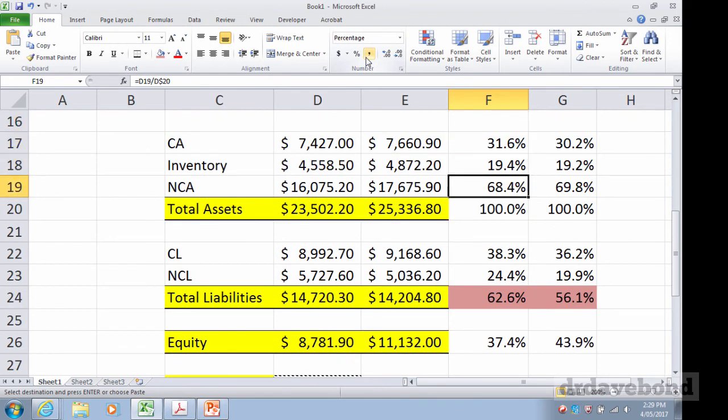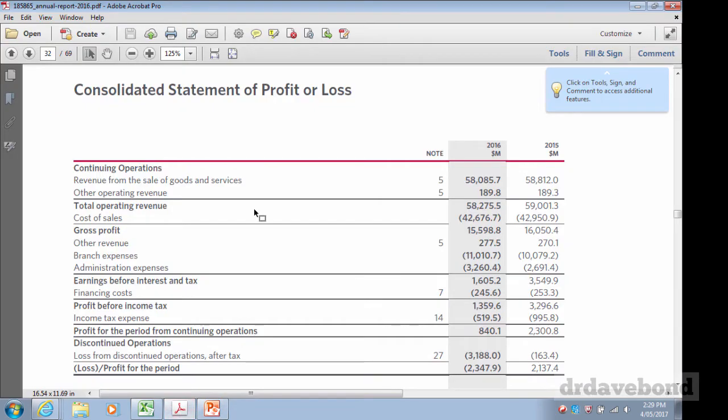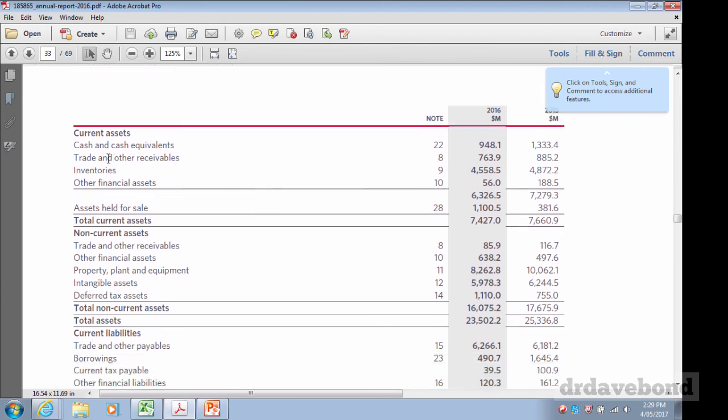Where are we at? All right. Question for you guys. Have a turn to the statement of financial position. Okay, we're just going to look at current assets. There are 4 current assets in there: cash, trade receivables, inventory, other financial assets.